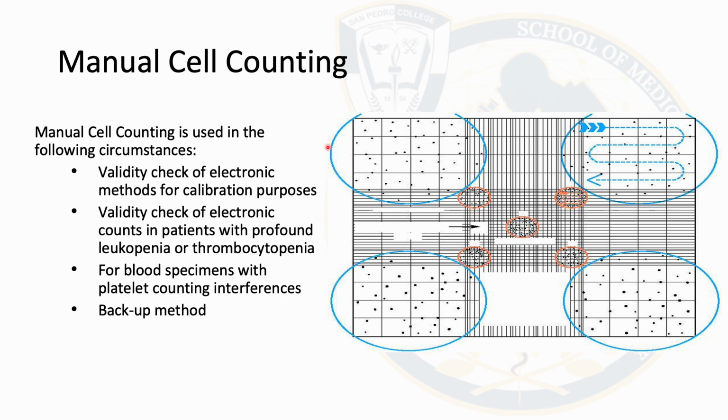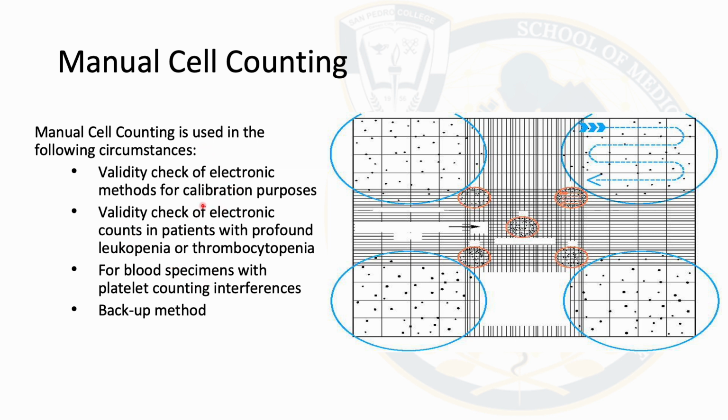So your manual cell counting is used in the following circumstances. First is, of course, to check the validity of the electronic method. Whatever result is released by your machine can be verified by your manual cell counting. Of course, if you are doubtful, even if you have run the sample multiple times and the results did not correlate with each other, or did not validate or verify, most likely you can perform manual cell counting.